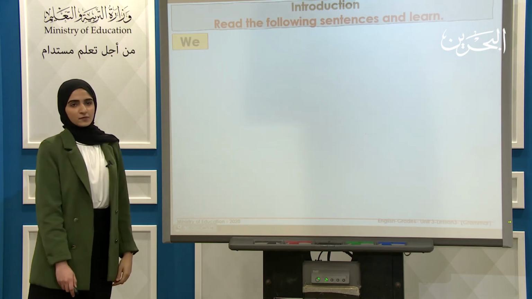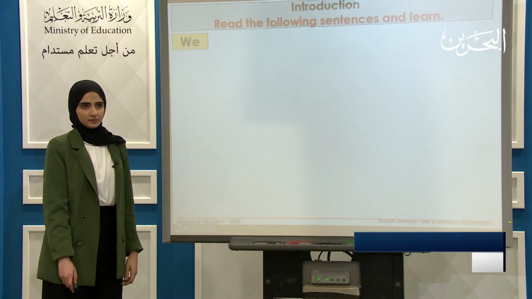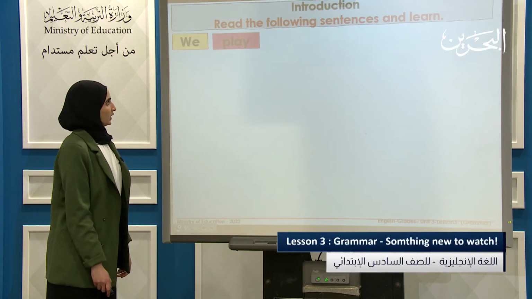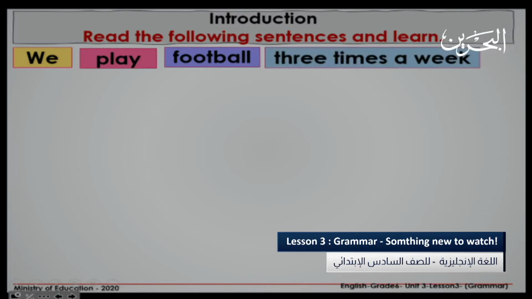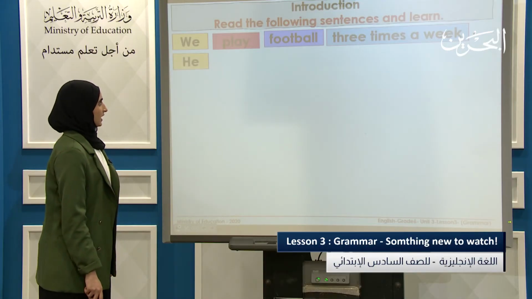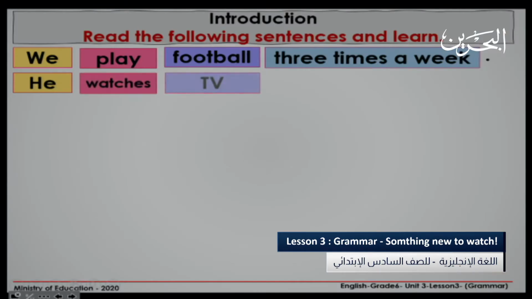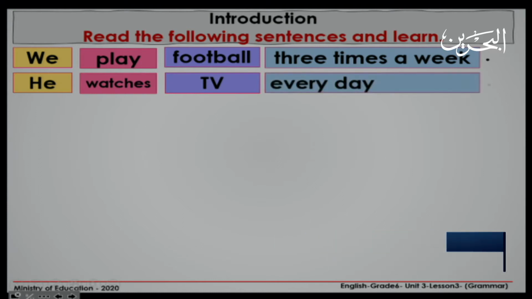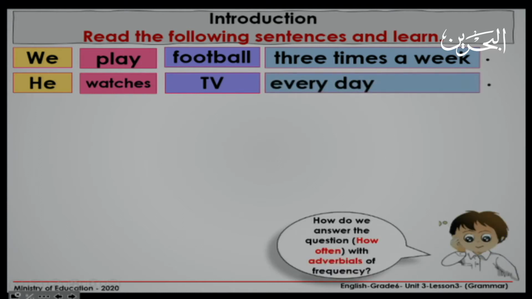Now let's read the following sentences and learn. We play football 3 times a week, and full stop. He watches TV every day, full stop. So how do we answer the question how often with adverbials of frequency?